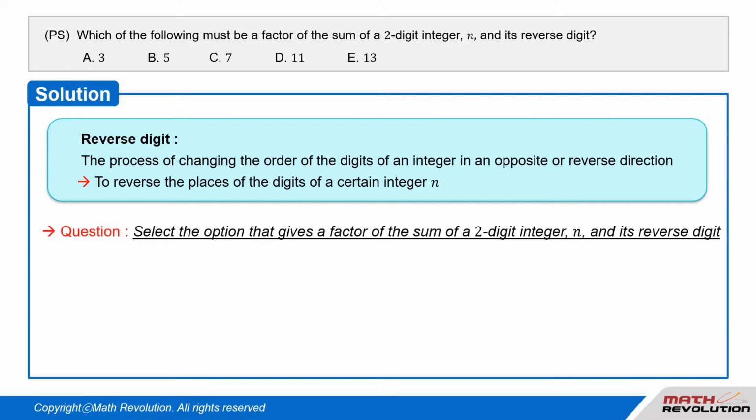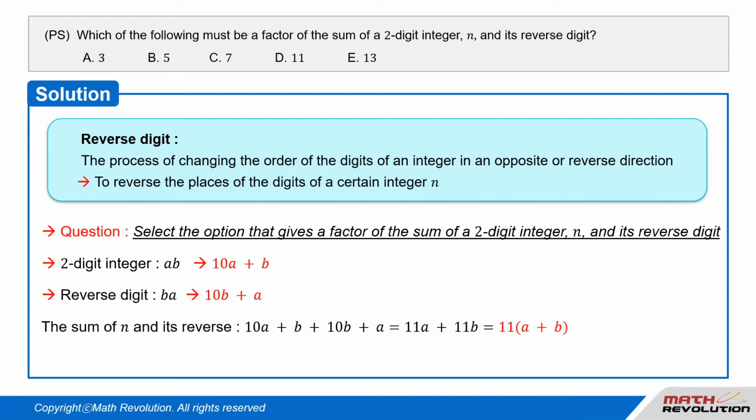We are required to select the option that gives a factor of the sum of a two-digit integer n and its reverse digit. Let the two-digit integer be ab, that is, 10 times a plus b. So its reverse will be ba, or 10 times b plus a.